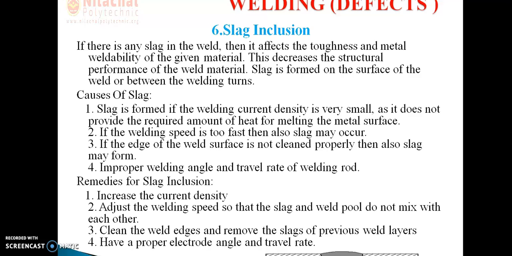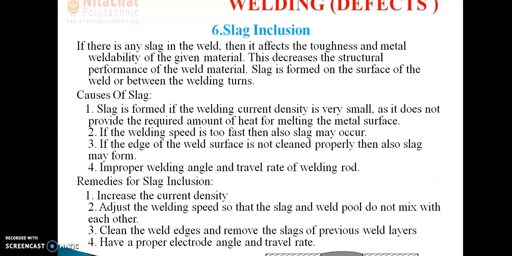Slag is formed if the welding current density is very small, as it does not provide the required amount of heat for melting the surface. If the welding speed is too fast, then also slag may occur. If the edge of the weld surface is not cleaned properly, then also slag may form. Another cause is improper welding angle and travel rate of the welding rod. So these are the main causes of slag inclusion.